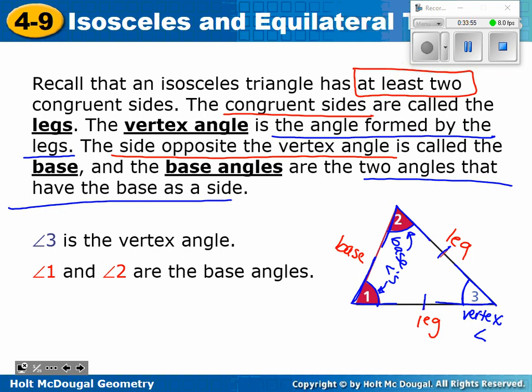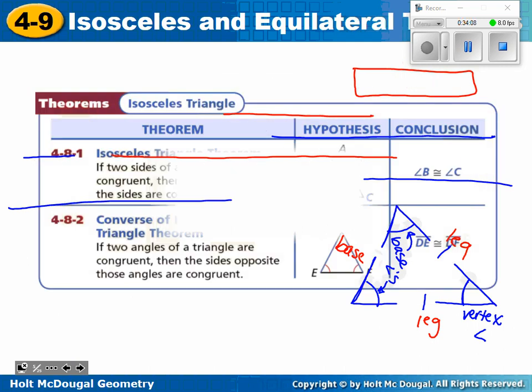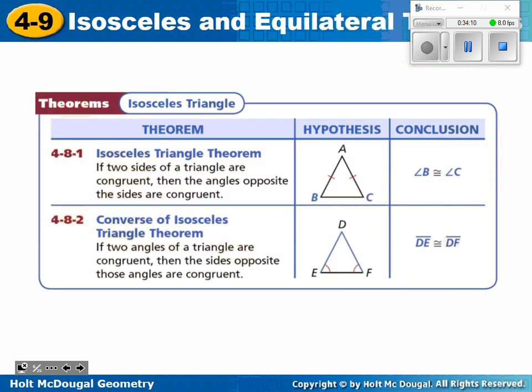Okay. Legs are congruent sides, base are the sides that are not congruent. The vertex angle is in between the legs and the other 2 angles are called base angles. Super important that you understand that vocabulary, because several of our theorems are going to use those words, base angles or vertex angle or legs.